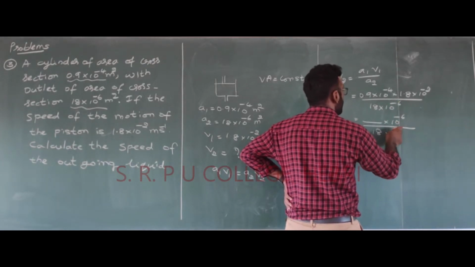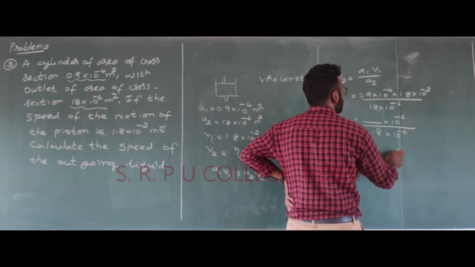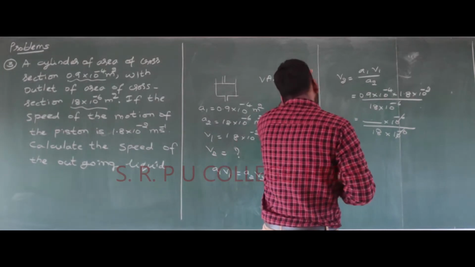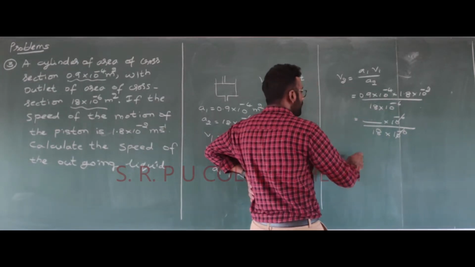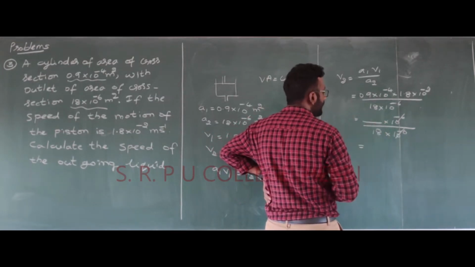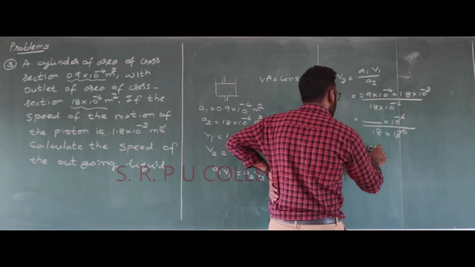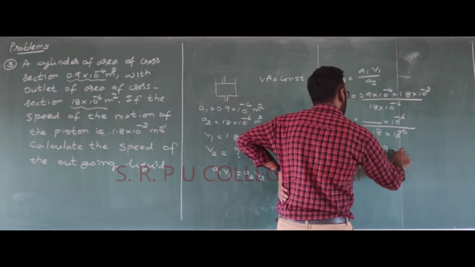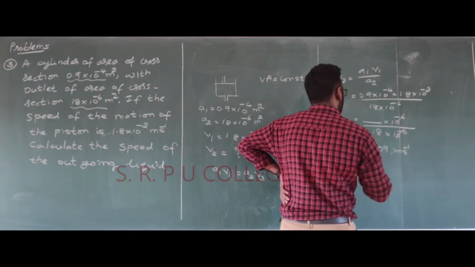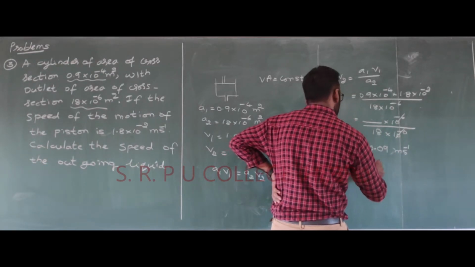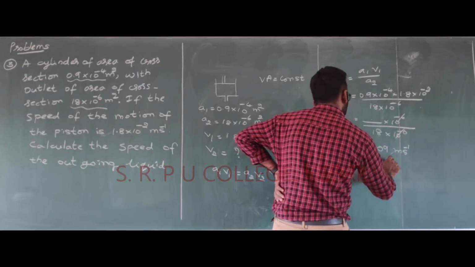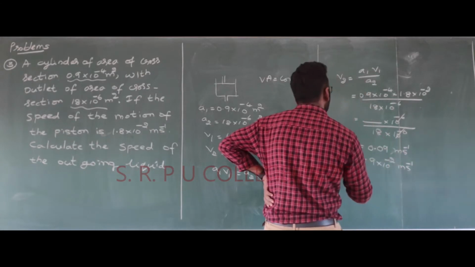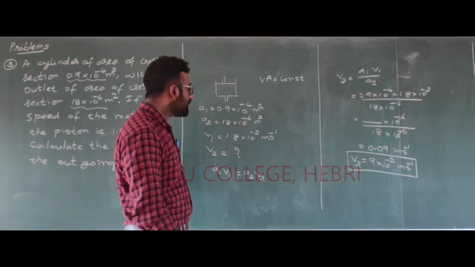So 18 into 10 to the power minus 6, now these two will get cancelled. Here you have a value that you need to get by calculator. Now if you divide this value by 18, what you are going to get is 0.09 meter per second, or you can also write it as 9 into 10 to the power minus 2 meter per second.